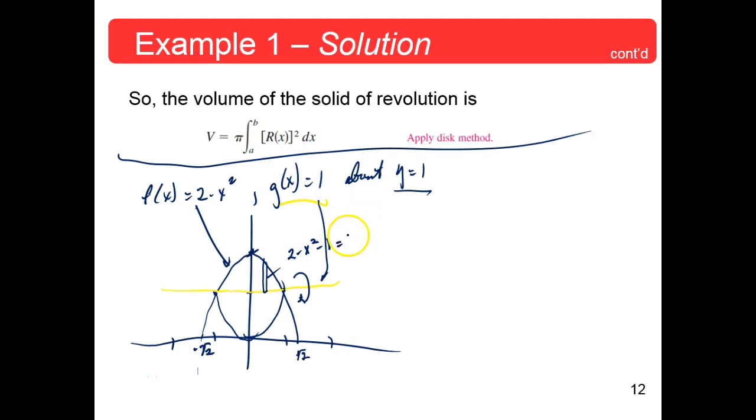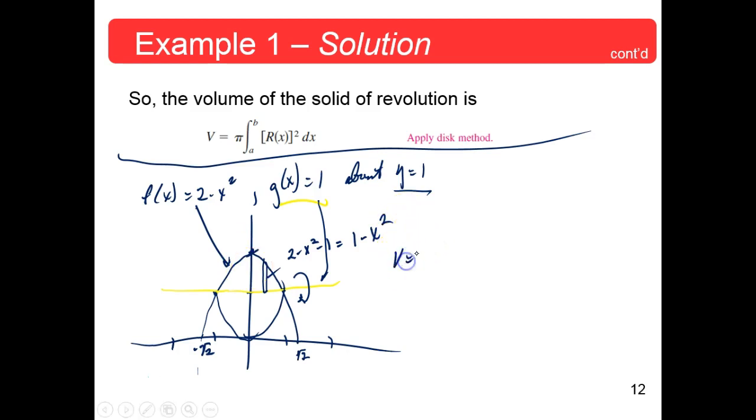Which would be what? Pretty easy to do. 2 minus 1 is 1, minus x squared. So there's the length of that representative rectangle. That's the thing that we're going to be squaring. And the width is the delta x, of course. But we're only going from minus 1 to 1, because this part out here doesn't get involved. Just that part. So what's our formula?